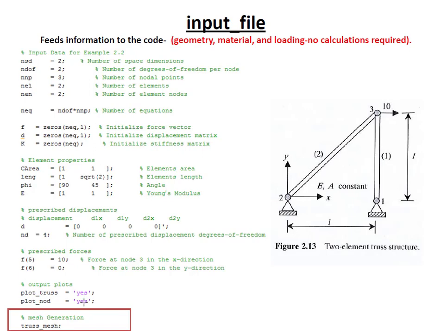The next 2 options are just for plotting purposes. Plot_truss equals yes will create a plot with the truss elements, and plot_not will create the nodal points of the truss. In this case, they are both defined as yes, and we should keep it that way in order to get an illustration. Now you can see that from the input file, we call another routine. In this case, it is truss mesh.